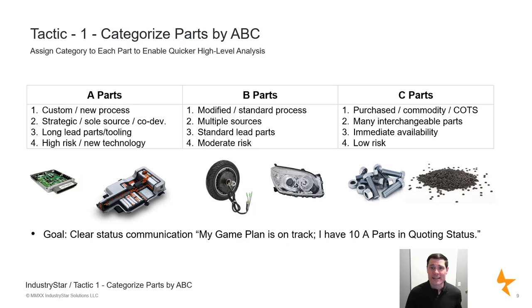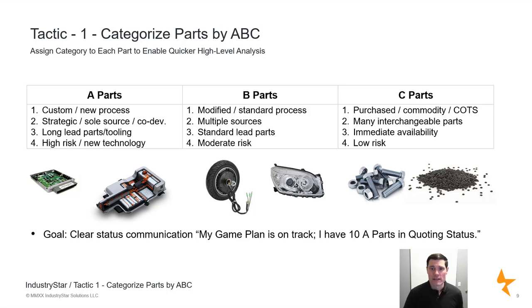Now let's explore a few tactics to improve your supplier data management in your next sourcing or supply performance initiative. One of my favorite tactics is to categorize parts by ABC. Assigning a category to each part will enable quicker, high-level analysis. A parts are customized, involve new processes, strategic, and typically high supply risk. For example, a battery pack for an electric vehicle.